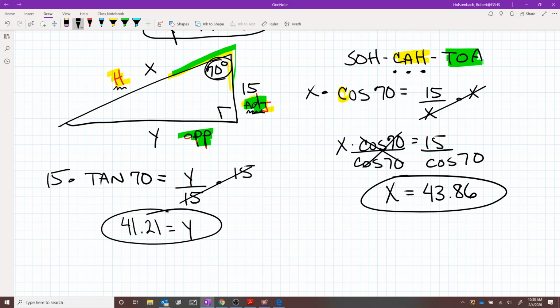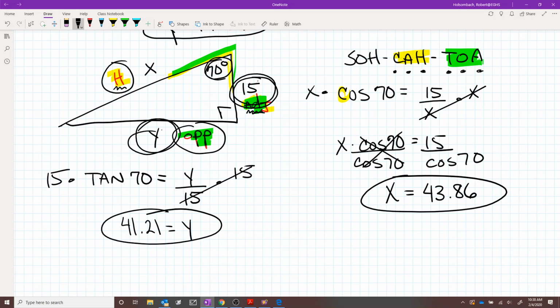TOA is the acronym for tangent equals opposite over adjacent. So which two sides should you use? Like, I know the 70, but how do I know the difference between when I need to use the hypotenuse and the opposite, or the hypotenuse and adjacent? Very good. Good question. If you wanted to solve for the y first, you couldn't use opposite and hypotenuse because neither one of them has a value. So if you were solving for y first, you're going to use a side length that's given and a side length you're trying to find.